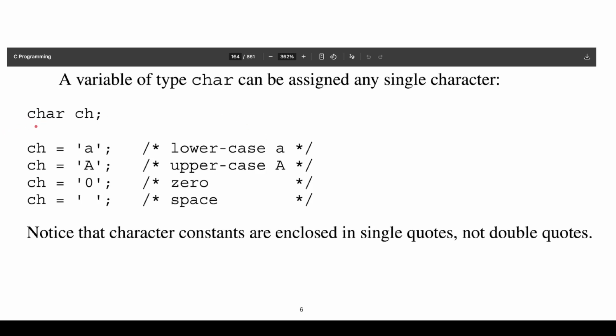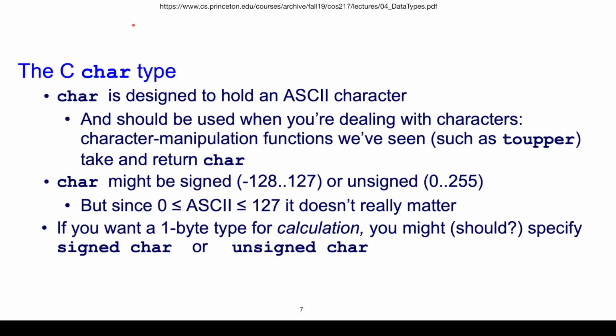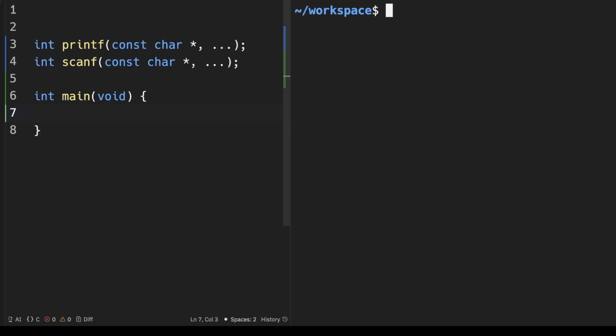Now if you observe this char ch, ch is the identifier, depicting the variable name, and the data type is character, and this is how characters are stored. Character literals are always represented within single quotes. You can observe here lowercase a, uppercase A, the digit 0 and the space. Character constants are always enclosed within single quotes and not double quotes. So let us write some code with regard to this.